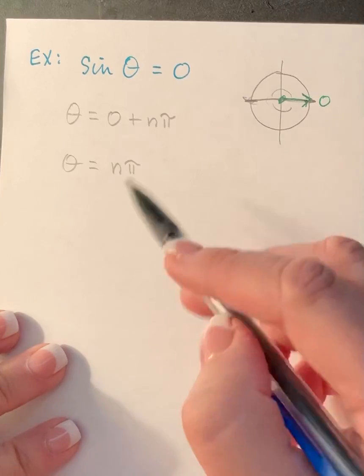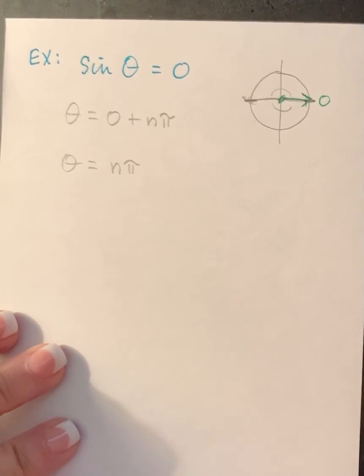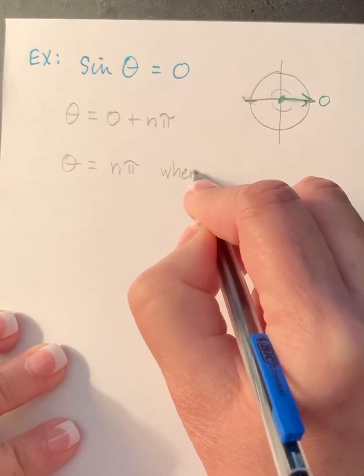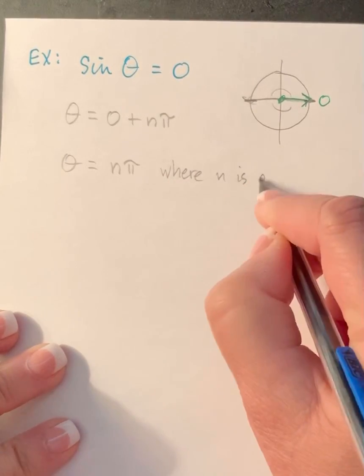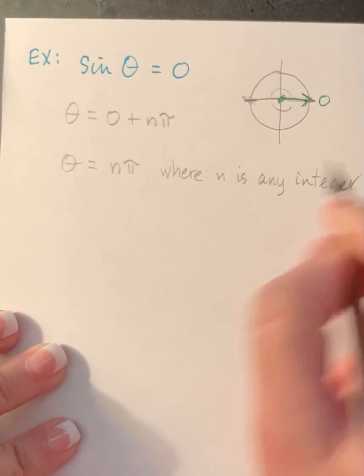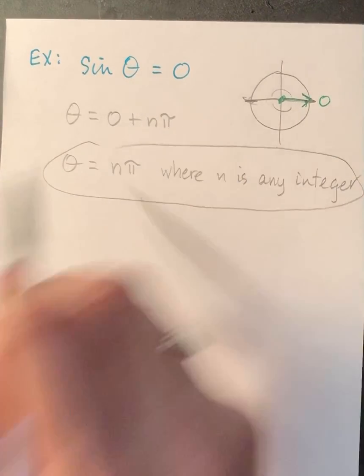Right. Like I said, a lot of textbooks, that would just be the final answer. In our textbook, it'll say n pi, where n is any integer. And then that would be the final answer.